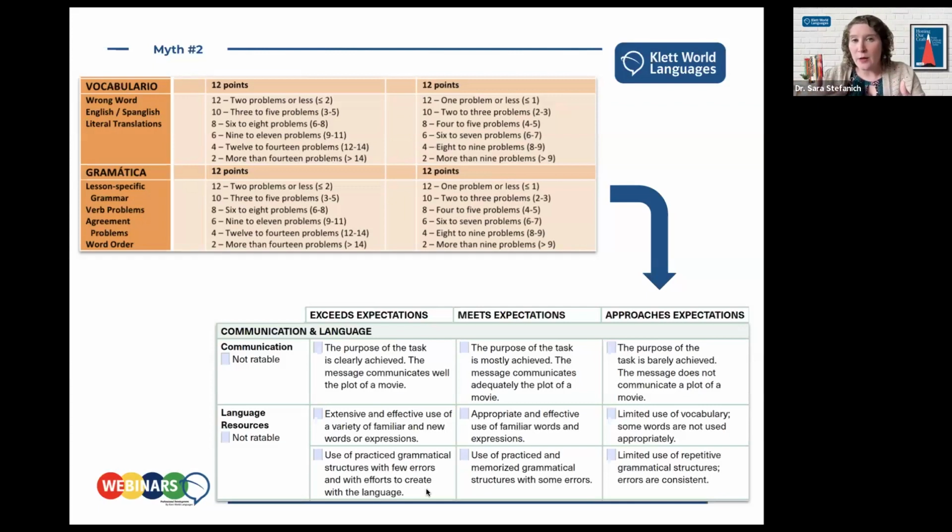And so with this holistic rubric, we can more easily capture that distinction because it is specific to a proficiency level. So this is like a novice low rubric here. And so it says exceeds expectations is practiced grammatical structures, few errors, and efforts to create with the language. And so we're rewarding those efforts to create with the language because they are actually going above and beyond. They could just stick with what they know, which student B did, which is not wrong. But this gives us more range to play with there.